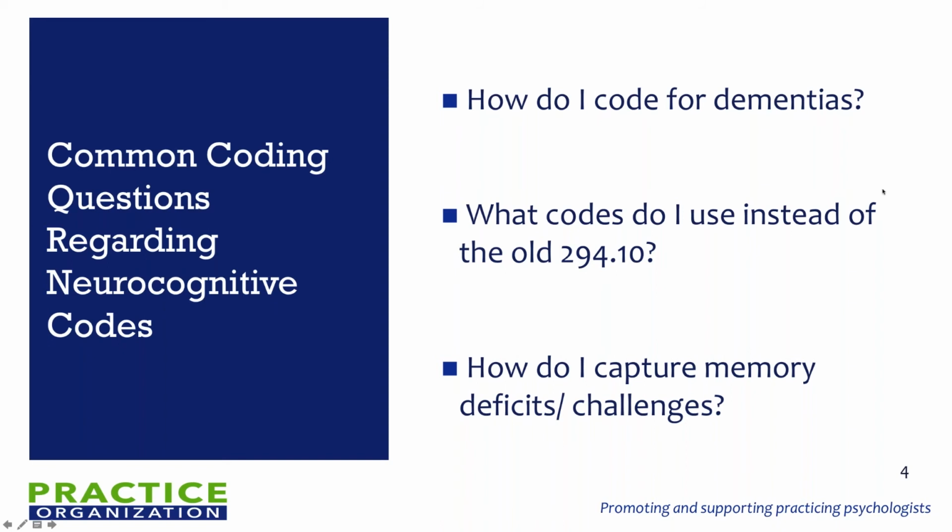All right, so today's presentation really focuses on trying to answer some basic questions, as you see on this slide. How do I code for dementias? What do I use for the old DSM 294.10? And of course, the typical question, how do I capture memory deficits or challenges? We cannot cover all coding possibilities relative to neurocognitive disorders, and we have decided to focus today primarily on G and R codes, because those are the questions that generate the most interest among folks out in the practice world.